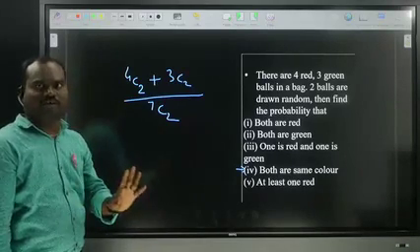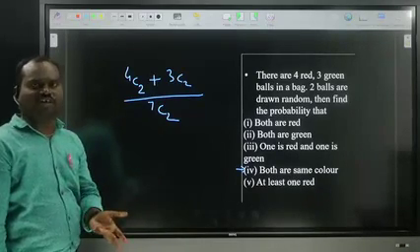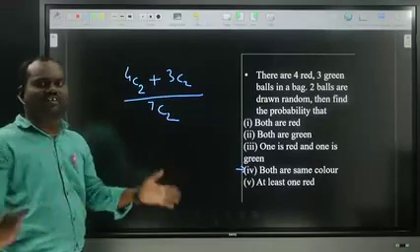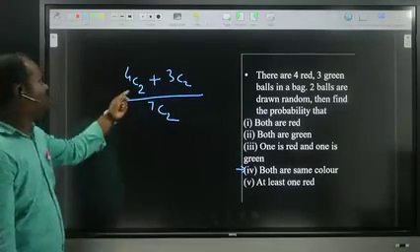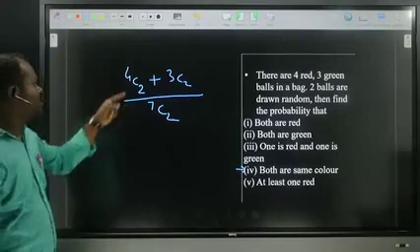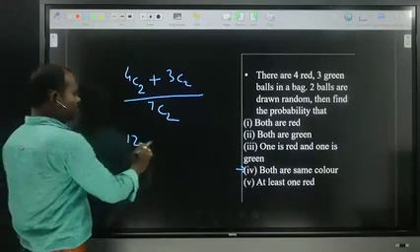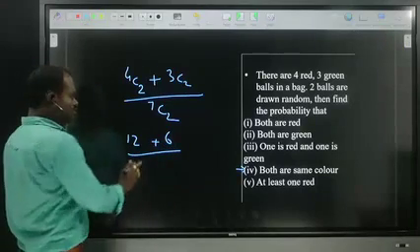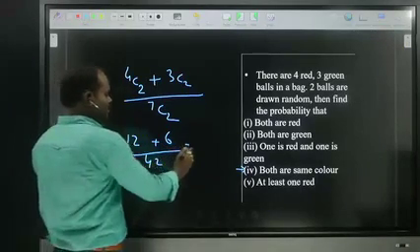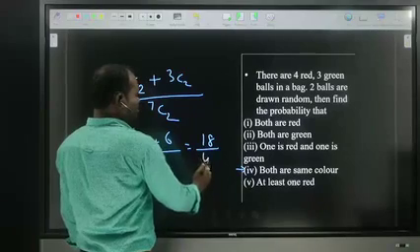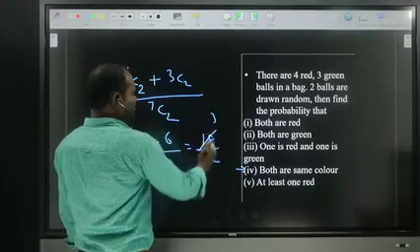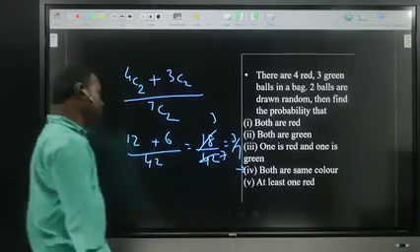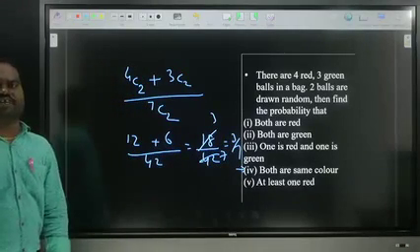Again no need to write it, writing also is a waste of time for us. That's why 2 factorial gets cancelled. That's right. 4C2 means we should reduce 2 steps. 4 into 3 is 12. 3 into 2 is 6. 7 into 6 is 42. So 18 by 42. 6 3s are 18, 6 7s are 42. So what is the answer? 3 by 7. Right.